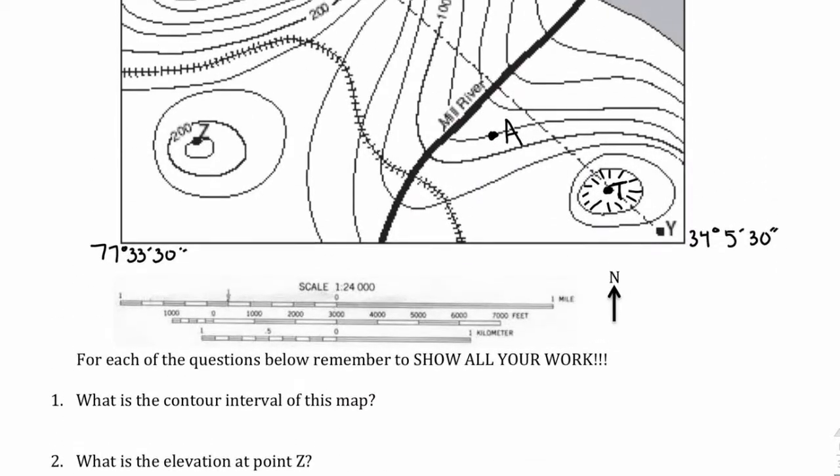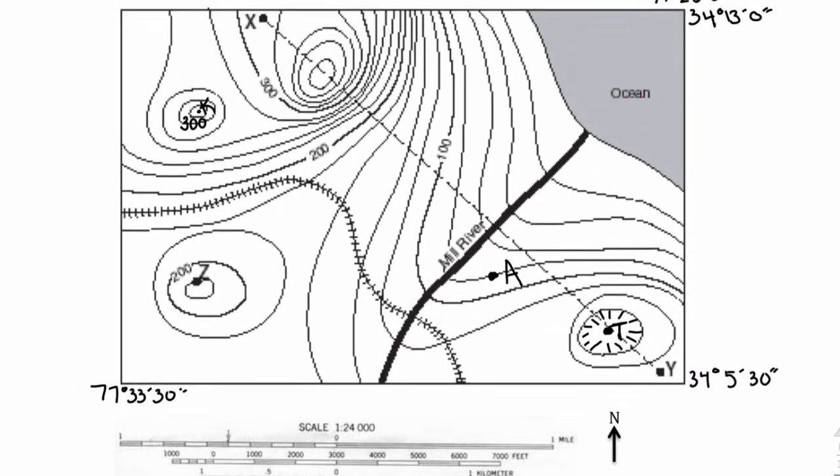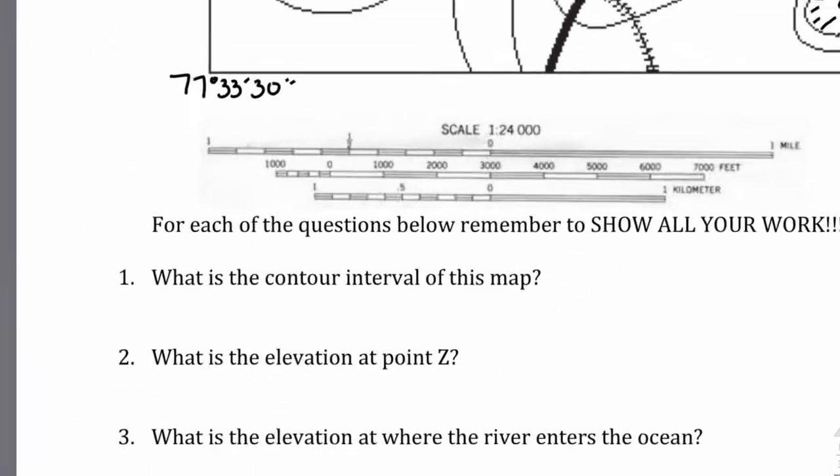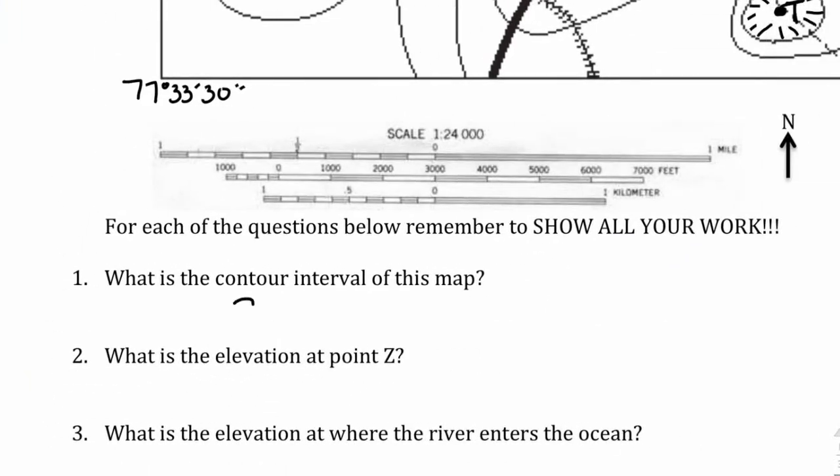Question number 1 says, what is the contour interval for this map? I'm going to concentrate on this contour line here and this one here. The difference between those is 100, and there's 5 lines between them. 100 divided by 5 is going to be 20. So the contour interval for this map is going to be 20 feet.